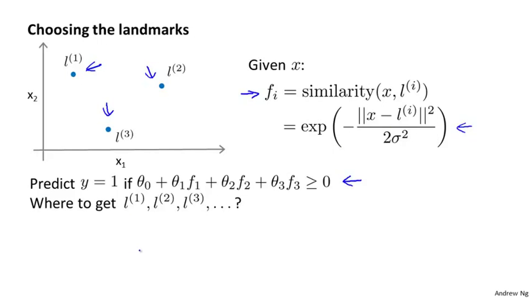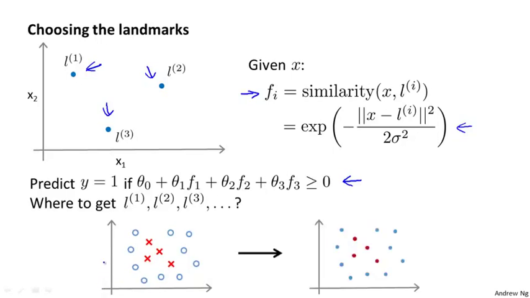So in practice, this is how the landmarks are chosen. Given a machine learning problem, we have some data set of positive and negative examples. Here's the idea: for every training example that we have, we're just going to put a landmark at exactly the same location as the training example. So if I have one training example, x1, I'm going to choose my first landmark to be at exactly the same location as my first training example. And if I have a different training example, x2, I'm going to set the second landmark to be the location of my second training example.